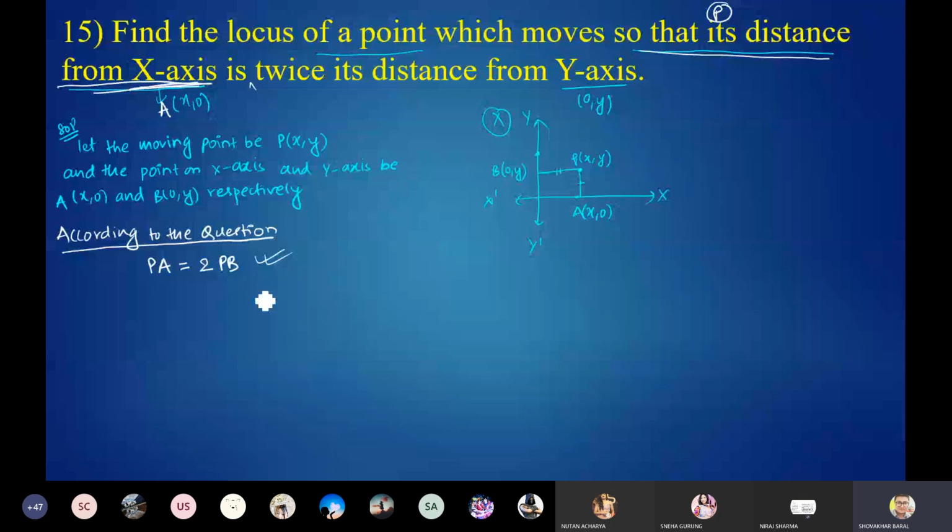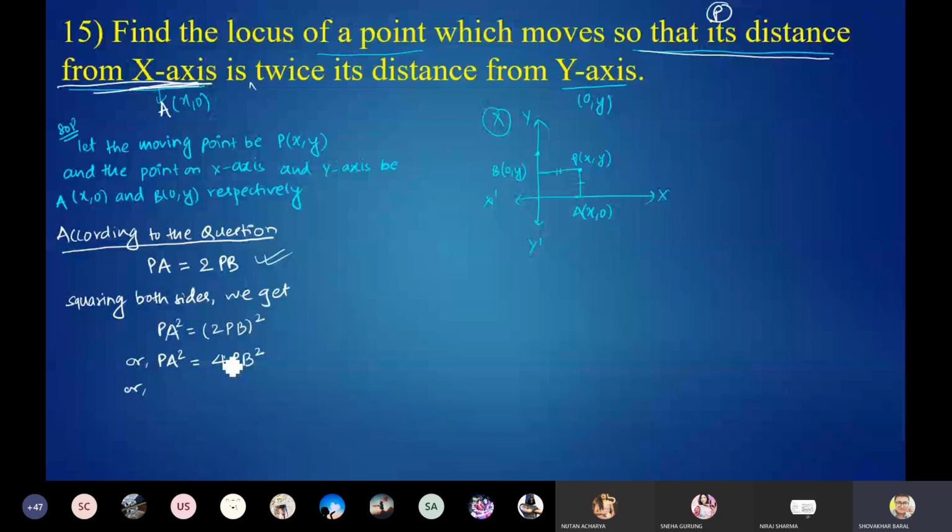So what you need to do is the squaring, because there is a distance formula, PA and PB. Let's do the squaring before using the distance formula. Squaring both sides, we get PA square is equal to 2 times PB square, or PA square is equal to 4 PB square. Though you can use AP square is equal to BP square, 4 BP square.